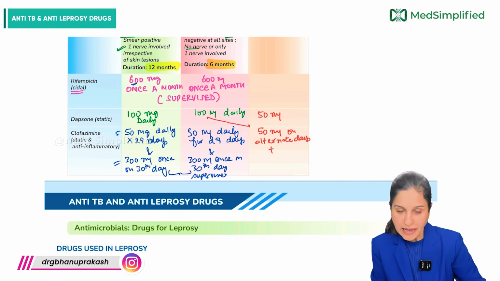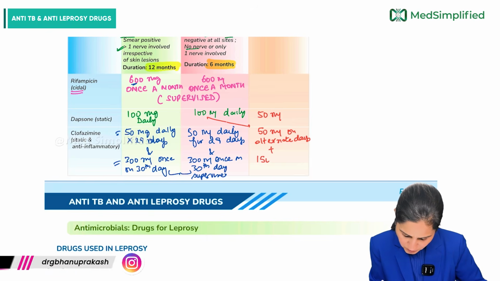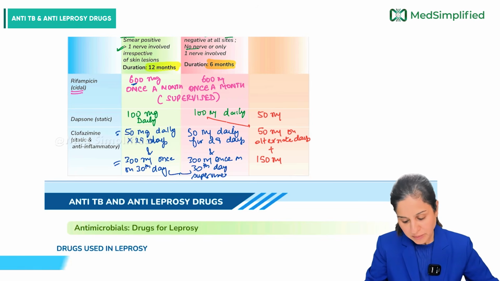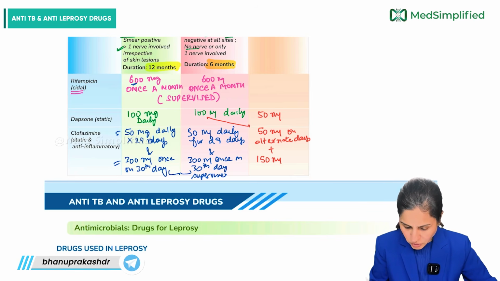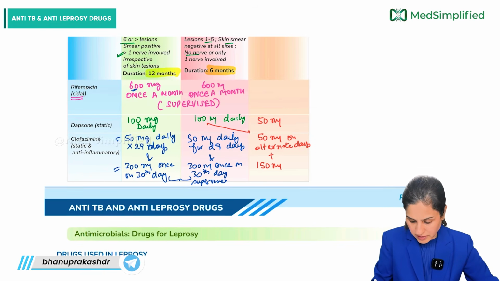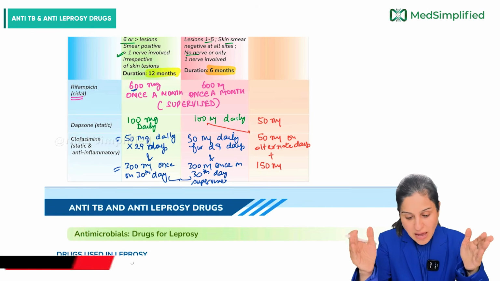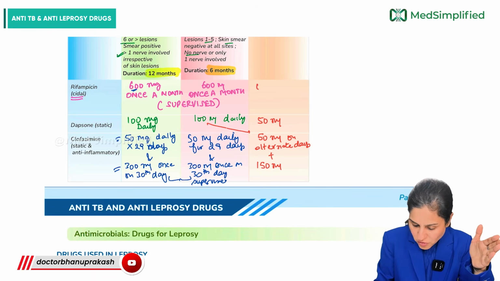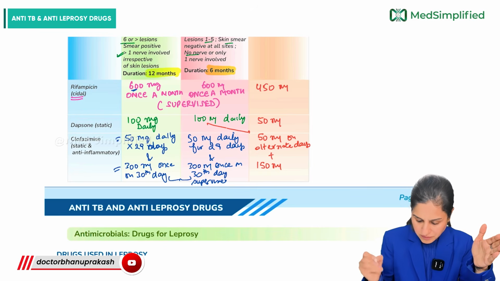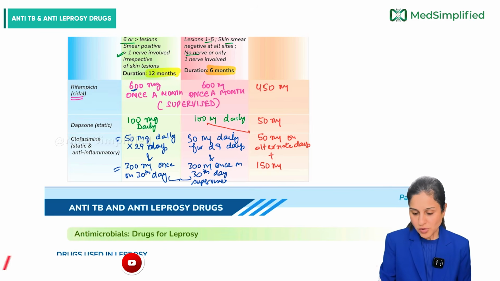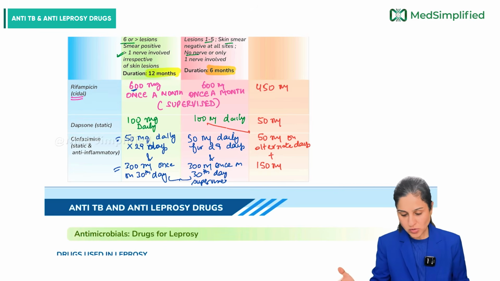Plus add 100 to 50, it becomes 150 milligrams. So, one day has to have 150 milligrams. Here you have, how you remember it, 100 plus 50 is 150. Now, go to the rifampicin. So, rifampicin dose is now how much? 450. Rifampicin dose is now 450. Okay.